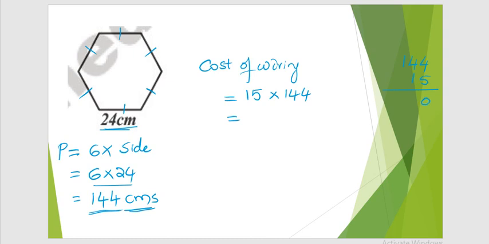5 fours are 20. So 2 is remained. 5 fours are 20 plus 2, 22. So 2 is remained. 5 ones are 5 plus 2, 7. Next with 1 you are going to get 144. So from this 0, 4 plus 2 is nothing but 6. 7 plus 4, 11. So 1 plus 1, 2. So the value that we get is 2160 rupees. This 2160 is greater than 1800, no? So clearly whatever we got is correct, right? So likewise we find the cost of wiring.